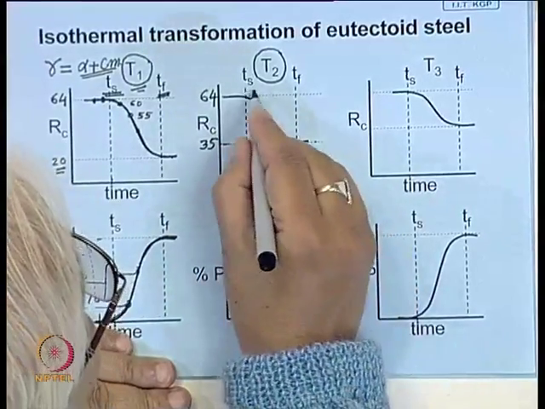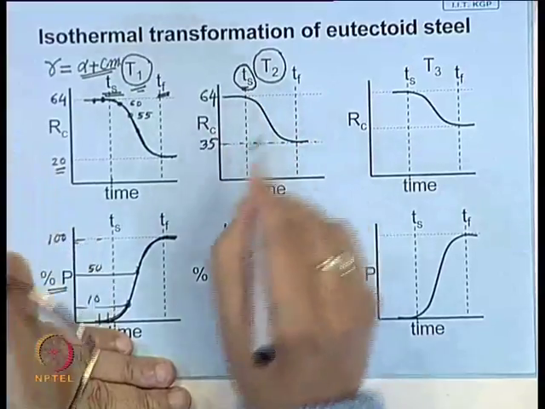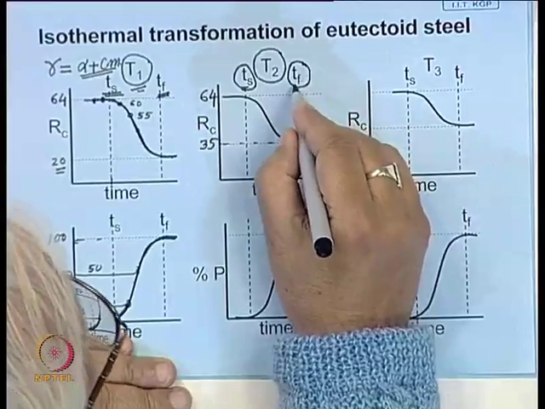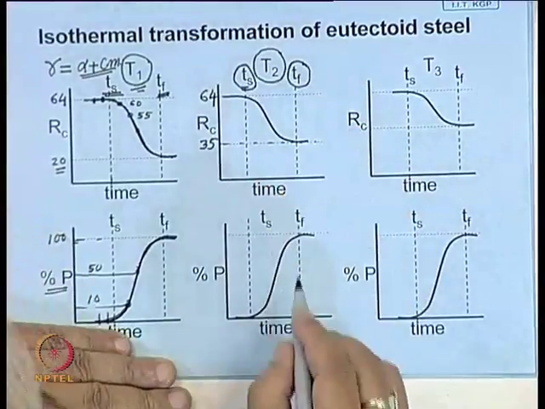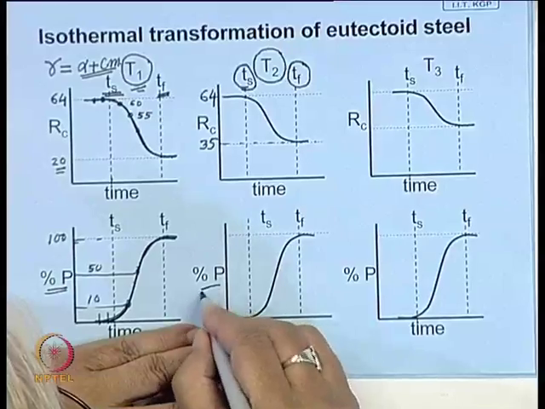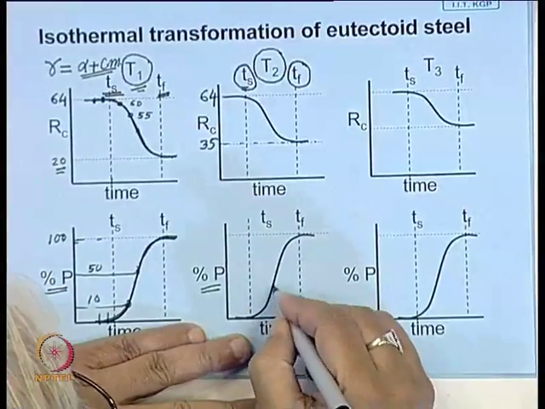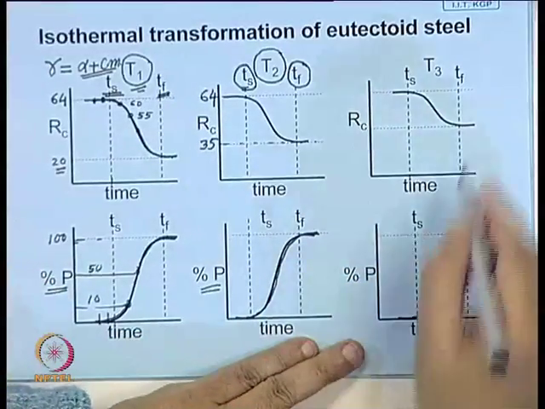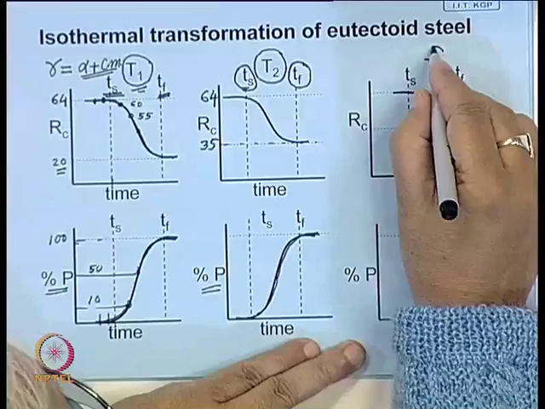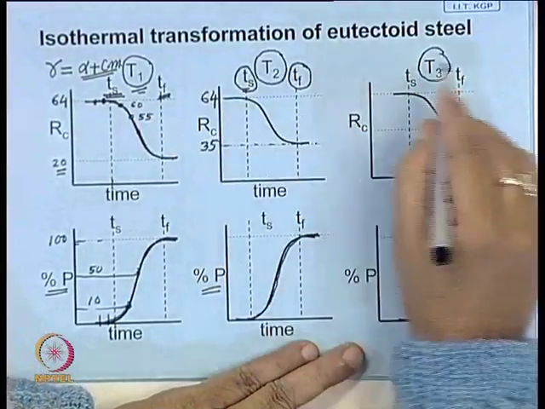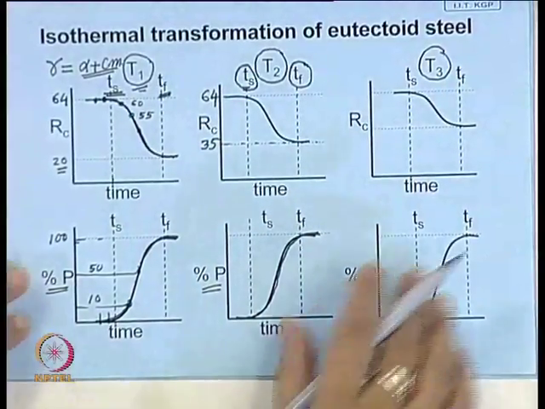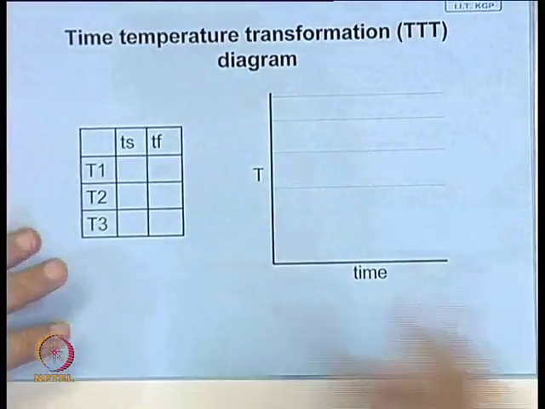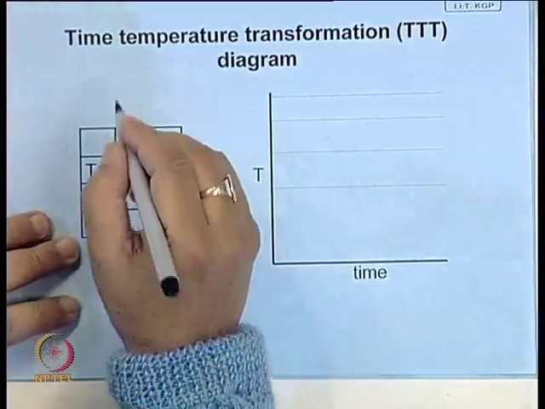And then here also you try and find out the time at which the transformation begins or starts, and the time when the transformation is over, that is the finishing time. Similarly, you can find the percentage of perlite by looking at the microstructure, and repeat this for a number of temperatures T1, T2, T3, T4 and so on. And then what do you do? You compile a table.